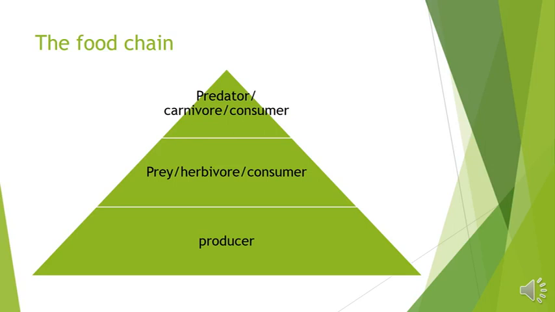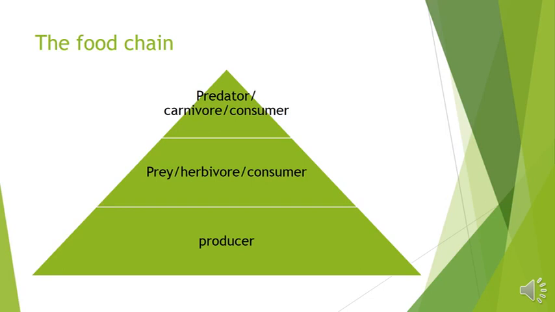The other vocabulary word is producer. What's a producer? It's, in the food chain, a plant that makes its own food by photosynthesis. And the last thing would be a consumer. What's a consumer? An animal that eats a plant or another animal.